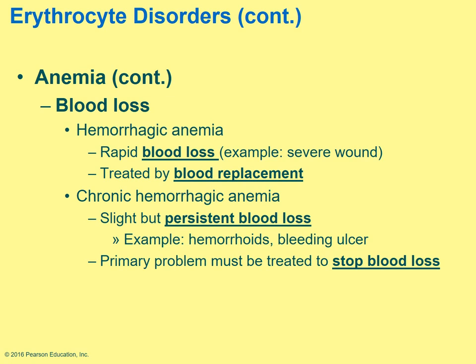If it's due to blood loss, this could be hemorrhagic anemia. It's rapid blood loss. Maybe you've had a severe wound. You need to replace that blood loss. Chronic hemorrhagic anemia is when you have a slight blood loss, but it's persistent. So it's constantly happening. It's not all at once. It's a small amount, maybe through hemorrhoids, maybe through a bleeding ulcer. Here, the primary problem has to be treated, because if you don't treat the initial problem, you're still going to continue to have that blood loss. So you have to stop the blood loss.